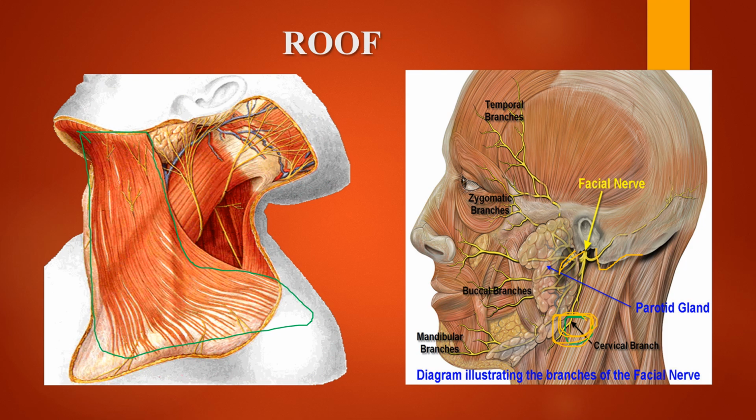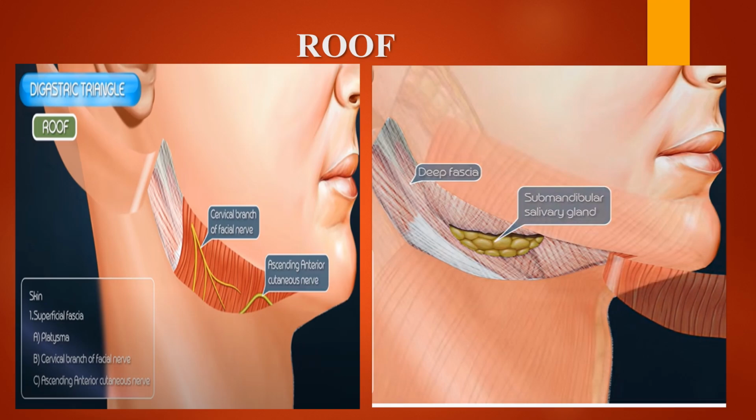So far we have seen two structures. One is going to be the skin, next one is going to be the superficial fascia, along with the platysma and the cervical branch of the facial nerve we have seen. Next we will see about the ascending anterior cutaneous nerve, or the ascending branch of the transverse cervical nerve. It is also called the anterior cutaneous nerve. This is also related in the superficial fascia.